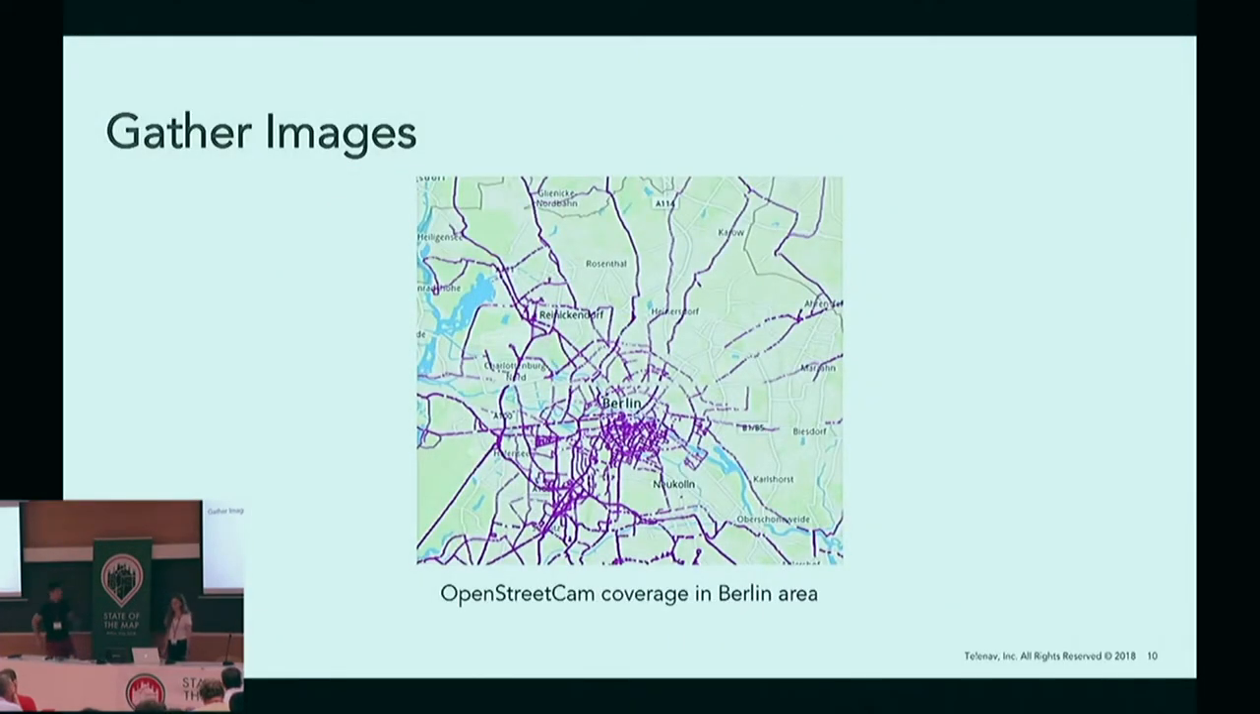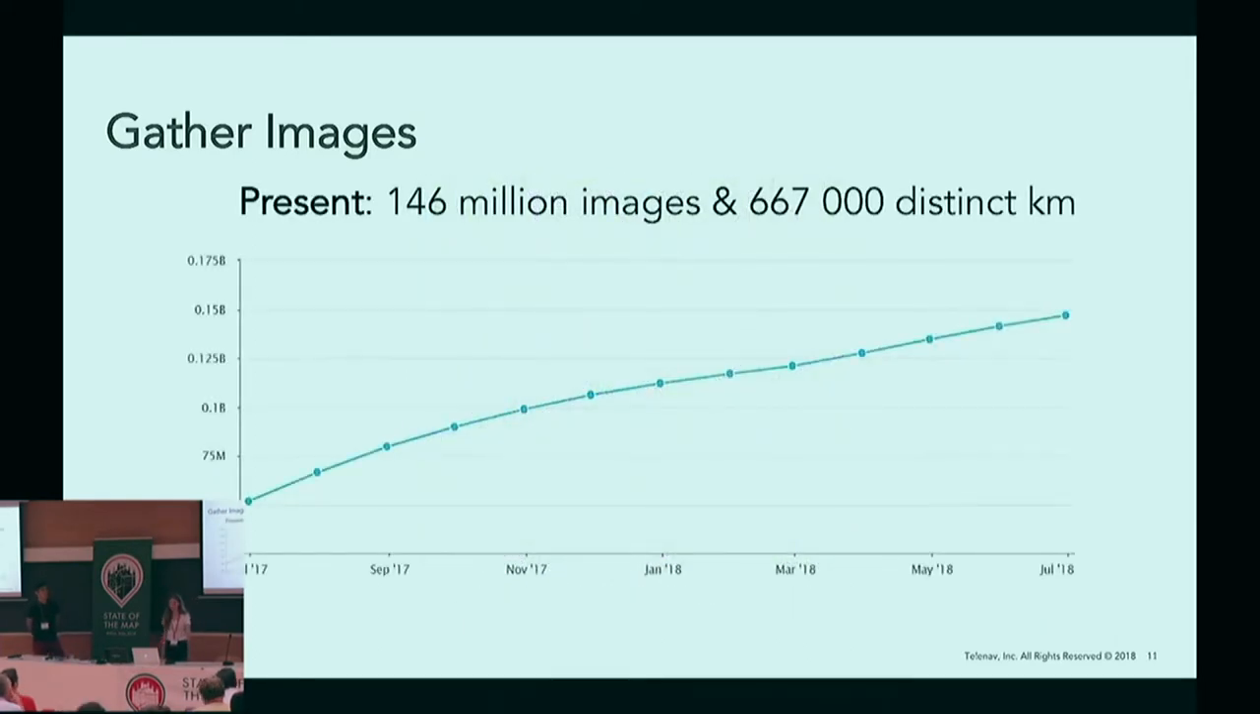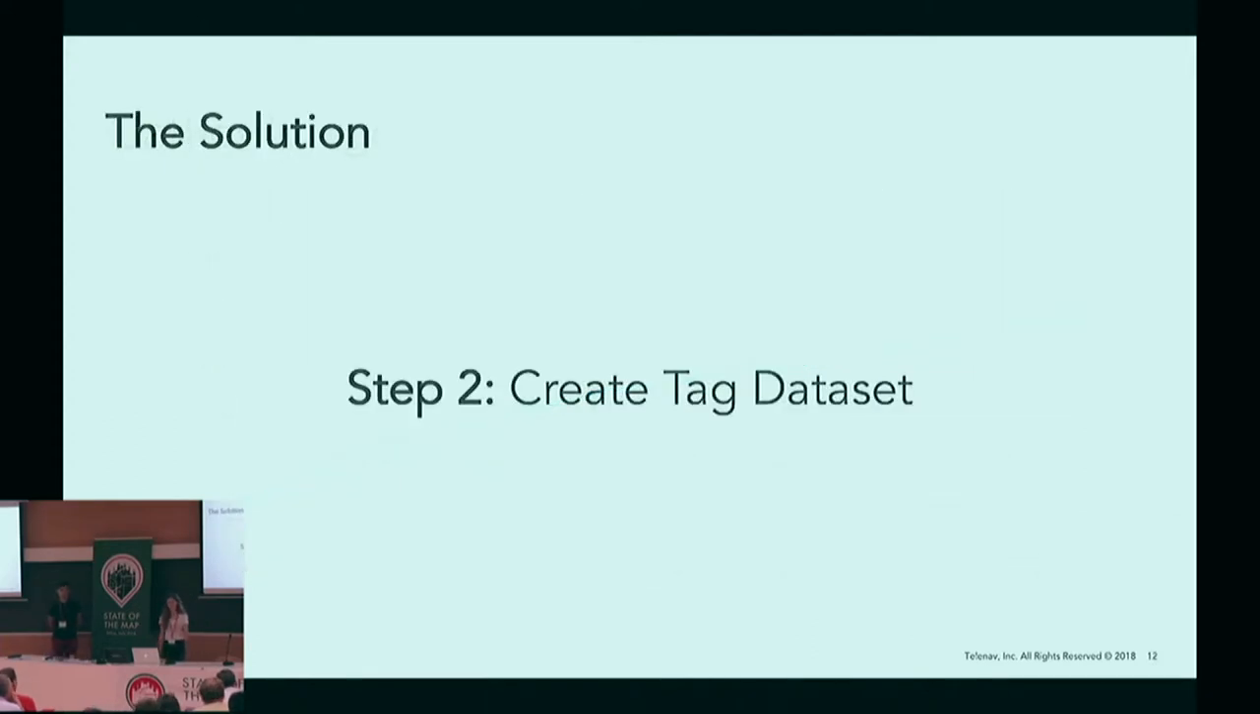And to give you a sense of the amount of data that we currently have, here is a heat map with the coverage in the Berlin area. At present, in OpenStreetCam, we have about 146 million images and about 667,000 distinct kilometers. So the first step was to gather the images.